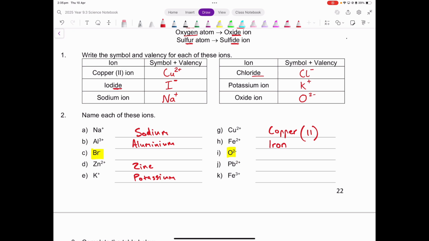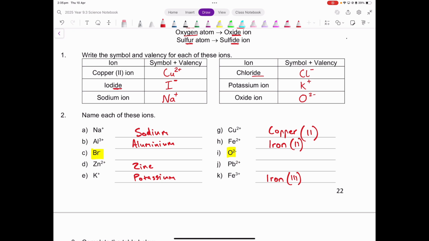Because there are different versions of copper with different charges, there's copper 1 and there's copper 2. The one that we can see really clearly now is if I fill in H and K, you can see that we have iron and iron. The difference is there's iron 2 plus and iron 3 plus. Iron 2 plus gets called iron 2 and iron 3 plus gets called iron 3. And we always write those numbers in Roman numerals.